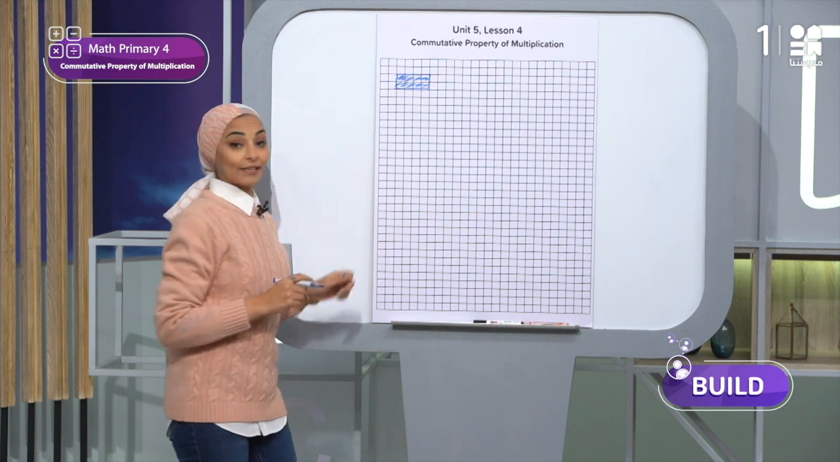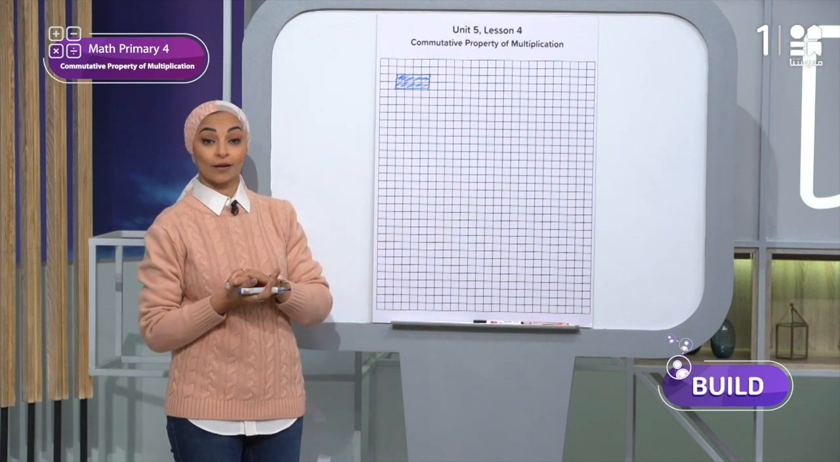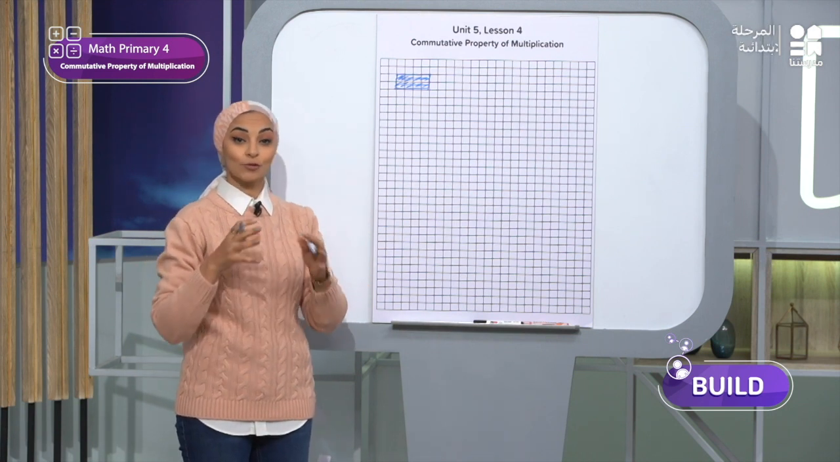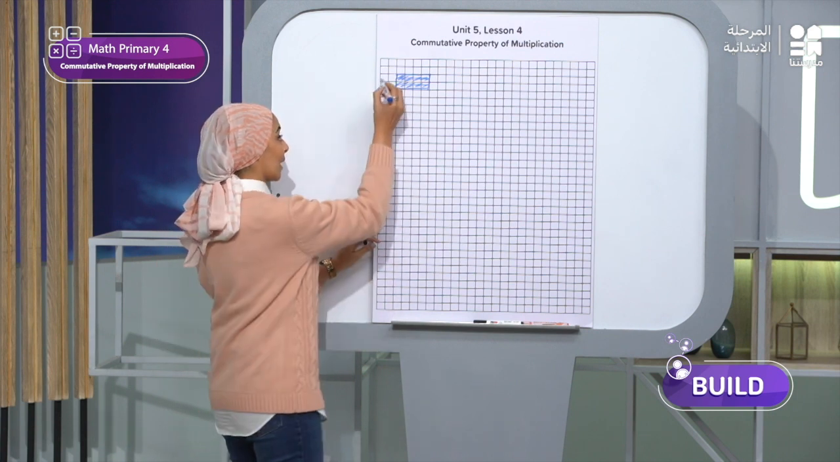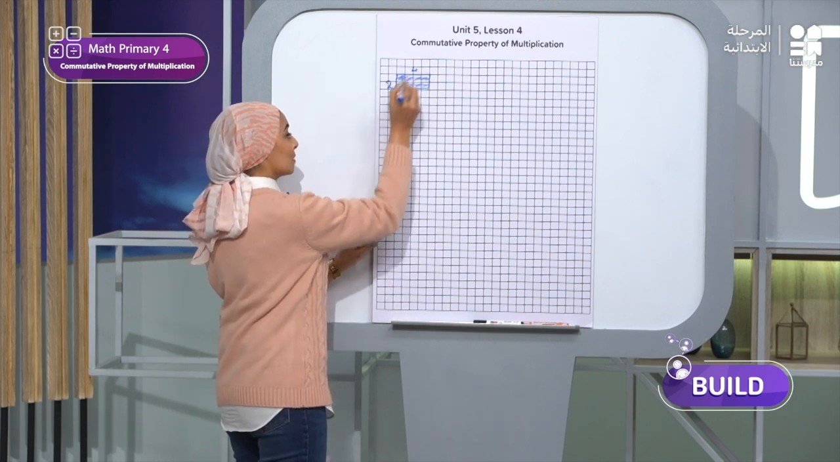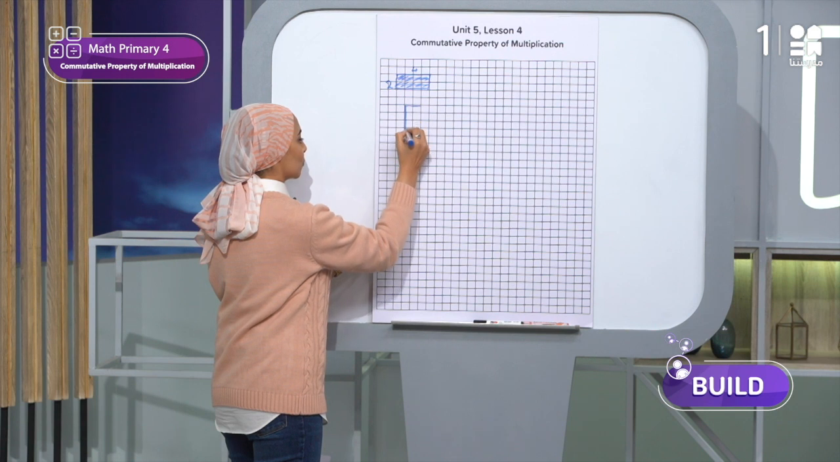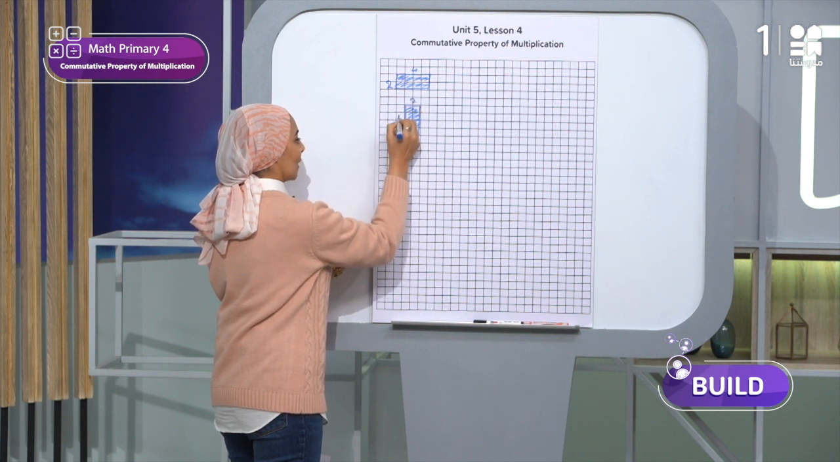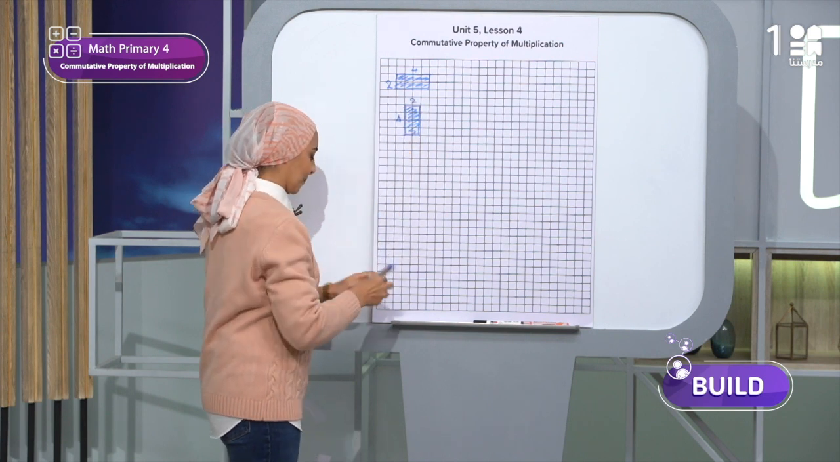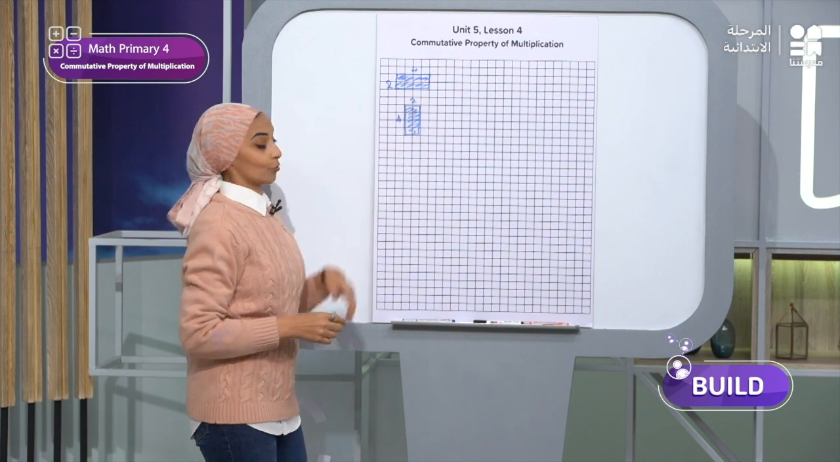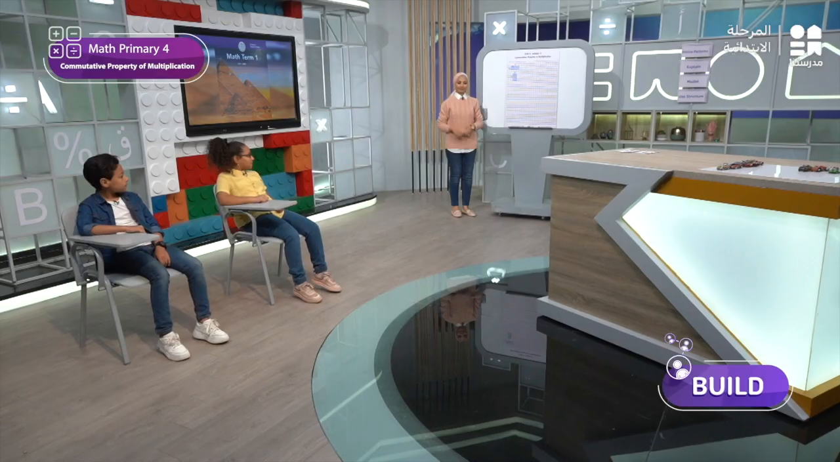Then what will I do? I'll switch. Instead of rows it will be columns, and instead of columns it will be rows. So here I have 2 rows and 4 columns. Now I want the opposite, so I will draw 2 and 4: 2 columns and 4 rows like this. Here is 2 and here is 4. 2 columns, 4 rows. Is it easy?